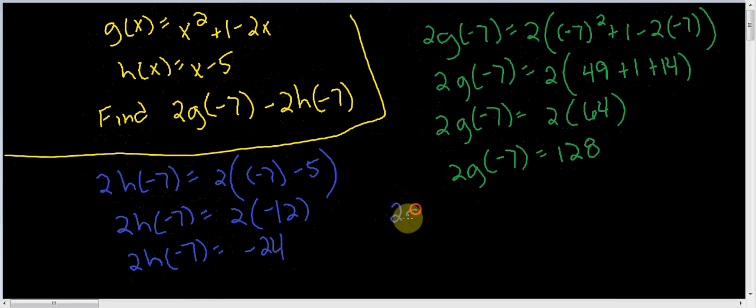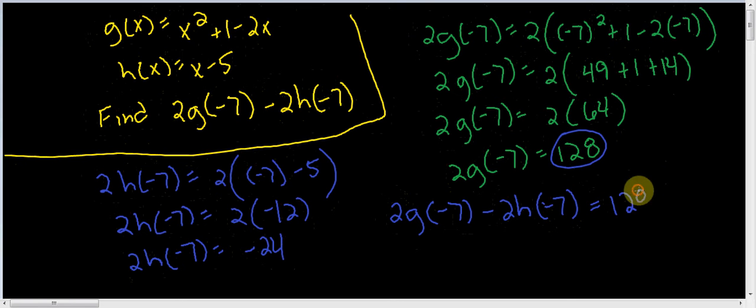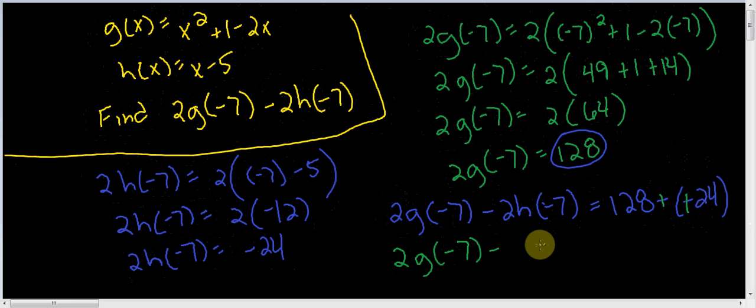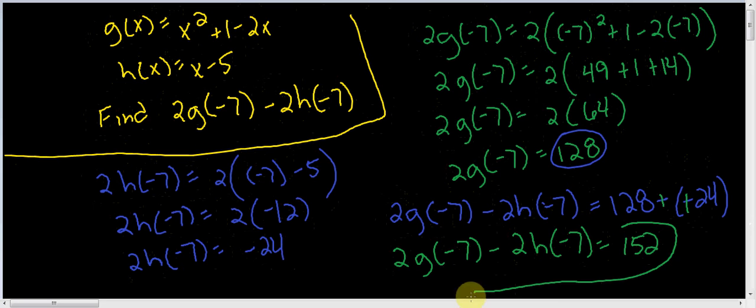So I'm going to write what we're looking for here. 2 times g of negative 7 minus 2 times h of negative 7, and that equals 128 from right here minus negative 24. It's going to become a plus, and so my answer is 2 times g of negative 7 minus 2 times h of negative 7 is equal to 152. And we'll circle that up after doing all that work.